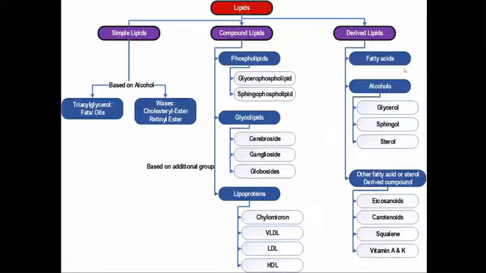Just like simple lipids, they have an alcohol and fatty acids, but they also have additional groups. And the other is derived lipids. Derived lipids are formed whenever simple lipids and compound lipids are hydrolyzed. For example, when triacylglycerol is hydrolyzed, it will form an alcohol and a fatty acid. This fatty acid belongs to derived lipids.